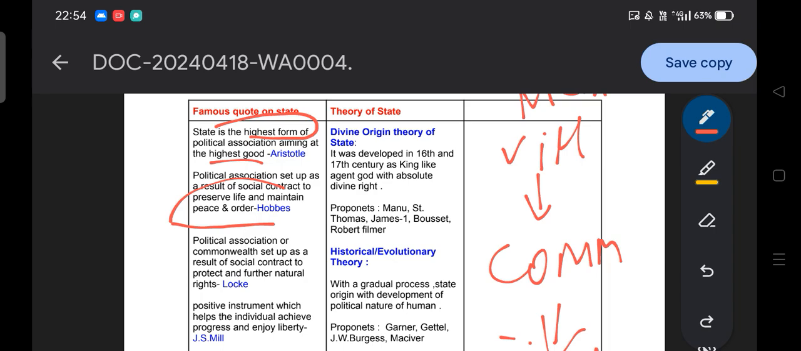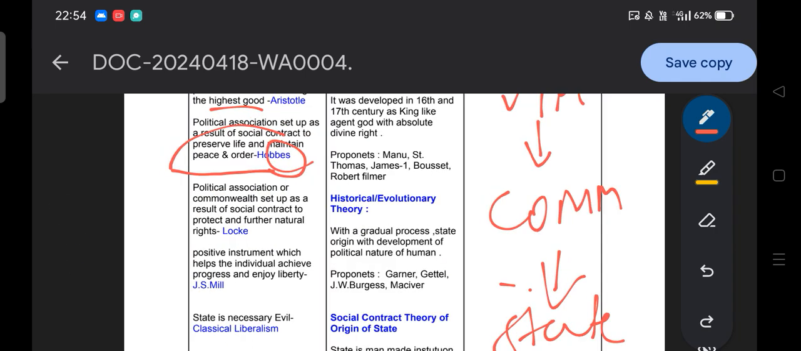For example, the civil war during the time of Hobbes extensively influenced his life, and Hobbes believed that there is a requirement of a state which preserves life and maintains peace and order. So you can simply remember: preserve life, maintain peace and order, and social contract, that is Hobbes. That is the keyword. Nothing to worry about. Moving to the next.